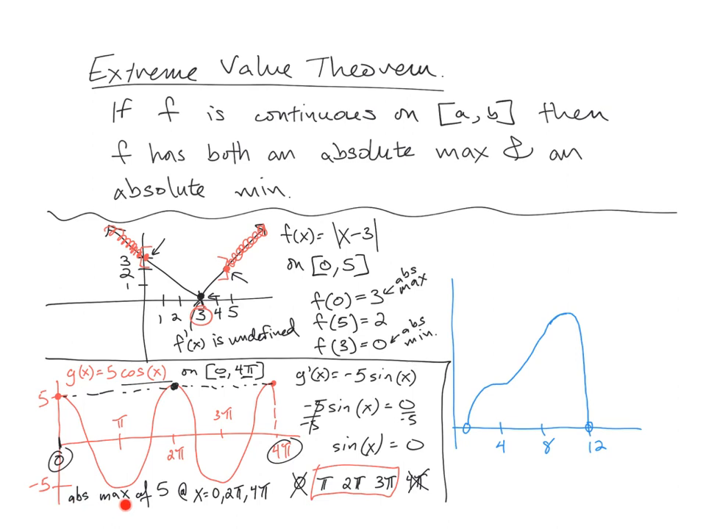So the absolute max or the absolute min will be a y value, and the x values are where that maximum or minimum will happen.